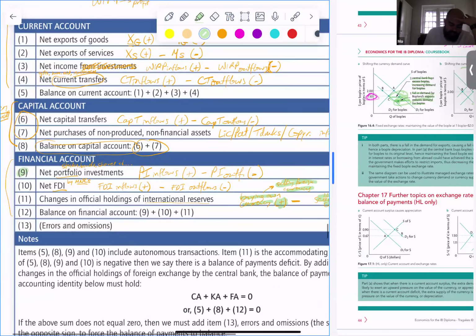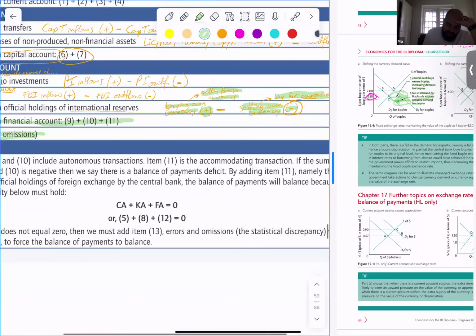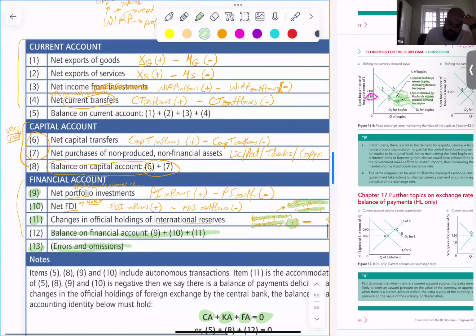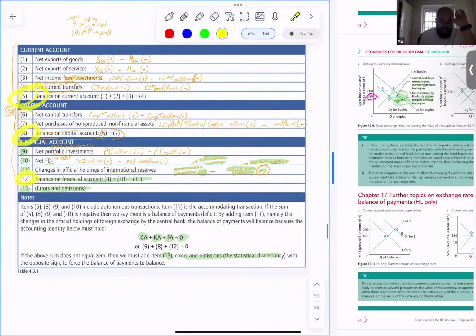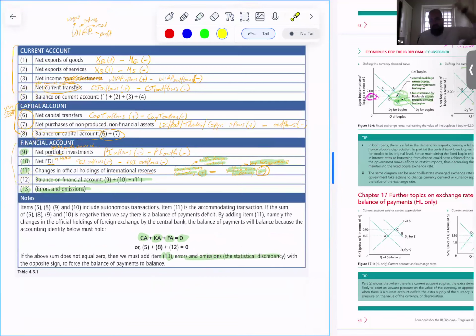Now, when you add items 9, 10, and 11, that will give you the balance on the financial account. And then any errors or omissions is number 13. So when you add the current account plus the capital account, we just put the word K to distinguish current, plus the financial account, it should equal 0. If it doesn't, then you need to add item 13, which is errors and omissions, the statistical discrepancy. So item 5 plus item 8 plus item 12 should equal 0 in theory. And this is because the sum of credits must always equal the sum of debits.